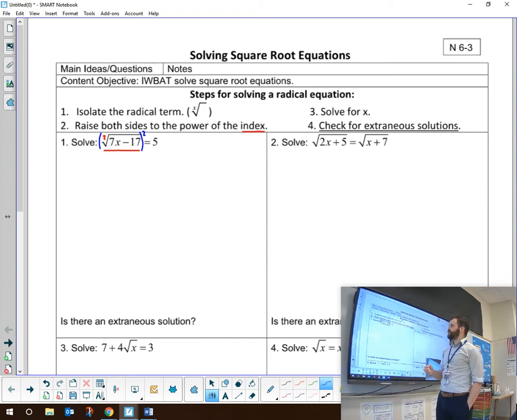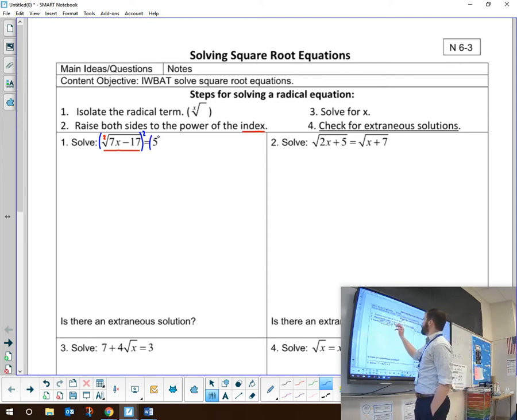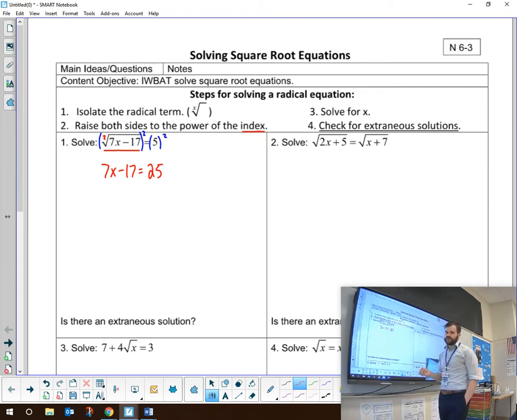Okay? So remember, if you square and square root, it's going to cancel. But since I squared this side, I'm also going to need to square the other side. So we're going to square this side as well. And the square root and squared cancels. We're going to have 7x minus 17 equal to 5 squared, which is 25. So we have 7x minus 17 equals 25.